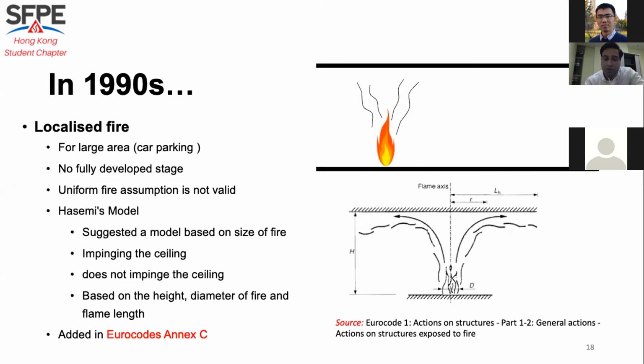These localized fire models can also be found in Eurocode 1, Annex C. So if you want to calculate temperature for a large zone where the fire is occurring locally, you can use Hasemi's curve. It was also added in the 1990s, so not quite old.